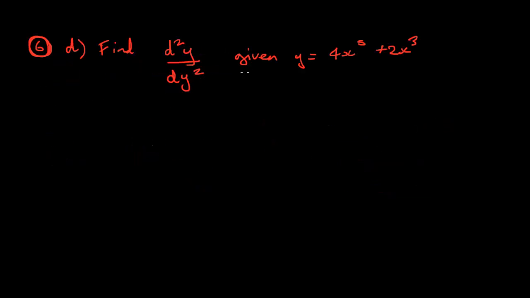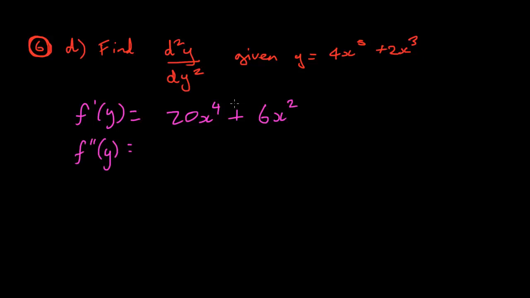Okay, so this question should be quite easy. All it's asking us to do is find the second derivative of y. So let's find the first one first. We have f dash y equals 20x to the 4 plus 6x squared. Now finding the second derivative, f double dash y equals 4 times 20, which is 80x cubed, plus 12x. That's our second derivative, and that is our answer.